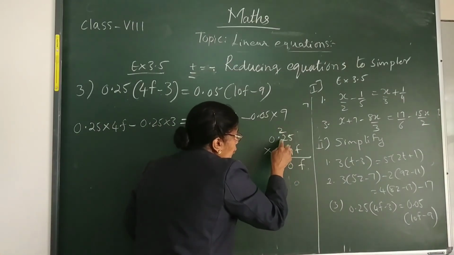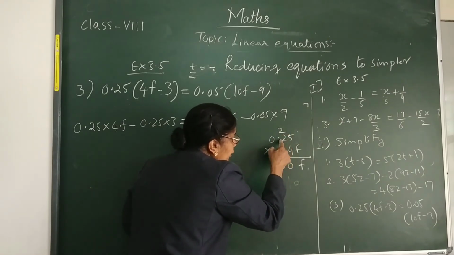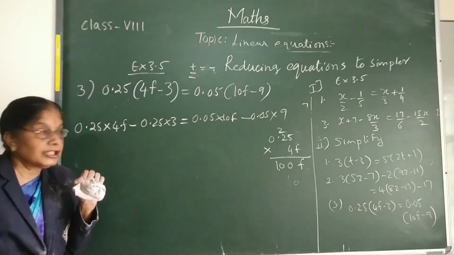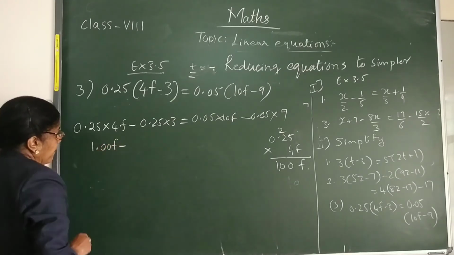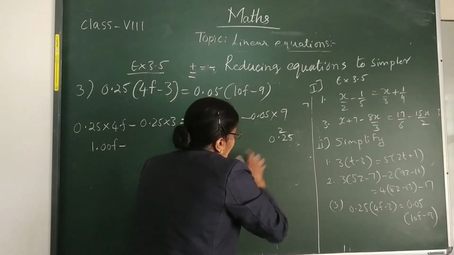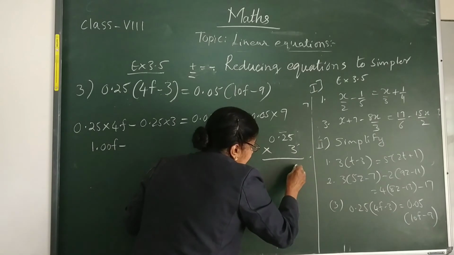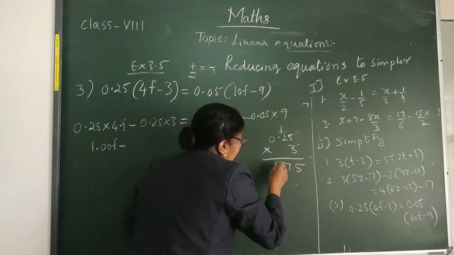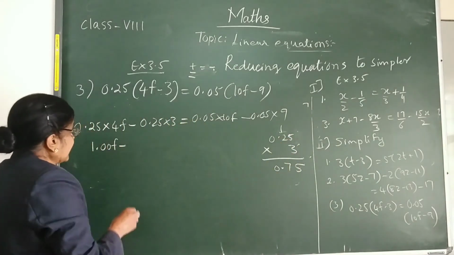Carry 2. 4 2s are 8. 8 plus 2 is 10. How many places of decimal? 1, 2. So 2 places of decimal. So how much did you get? 1.00f. So you will get 1.00f minus 0.25 into 3 we will do now. 0.25 into 3, same multiplication. 3 5s are 15. Carry 1. 3 2s are 6 plus 1 is 7. Then how many places of decimal? 2 places. So how much did we get? 0.75.